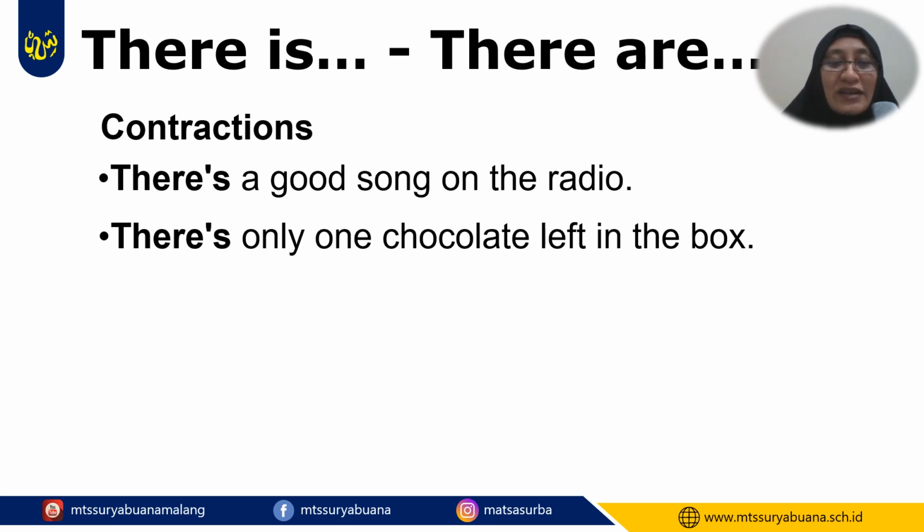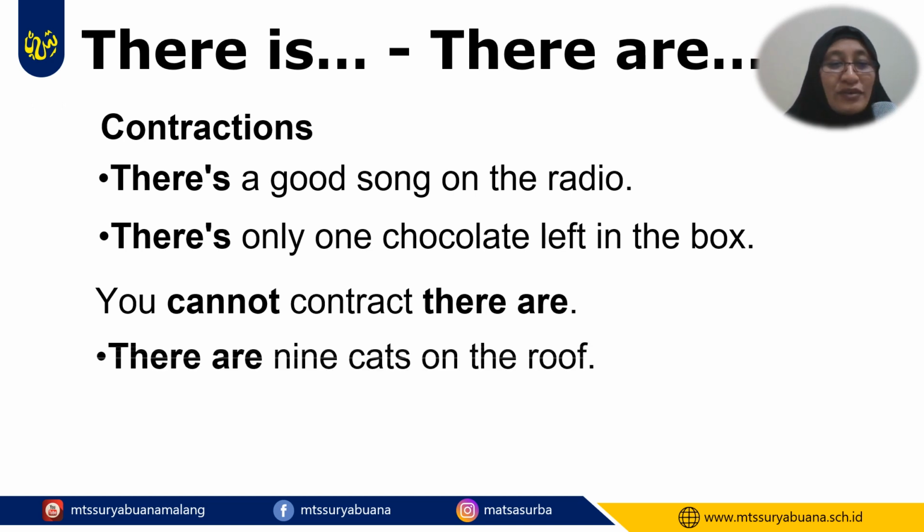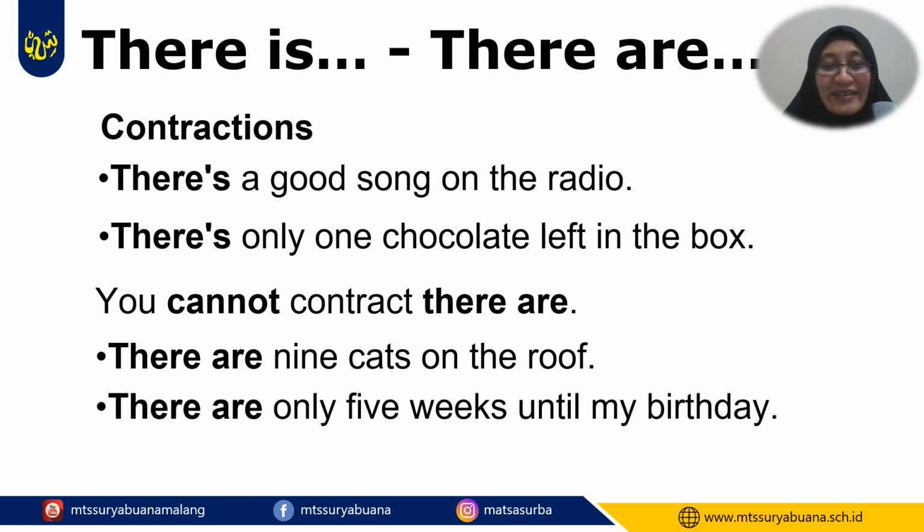So, the first one here, there's a good song on the radio, is there is a good song on the radio. And there's only one chocolate left in the box here is there is only one chocolate left in the box. Okay, that is the use of there is. What about there are? Okay, you cannot contract there are. So, you still have to say there are 9 cats on the roof. It cannot be contracted. There are only 5 weeks until my birthday.